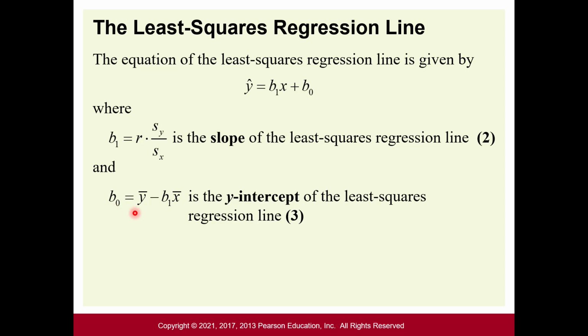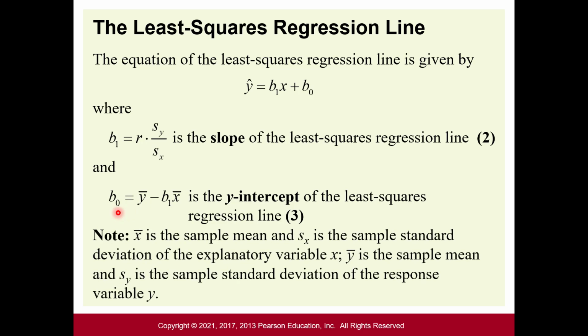So b naught, this number in the back here, that's our y-intercept. And how we find that is y bar minus b sub 1 times x bar. And remember what those are, your mean values. So y bar is the mean of the y variable, x bar is the mean of the x variable. And notice you want to know your slope, b sub 1, because you have to plug it into this formula to find b naught. Okay, so just a mention for what the variables are that we talked about.